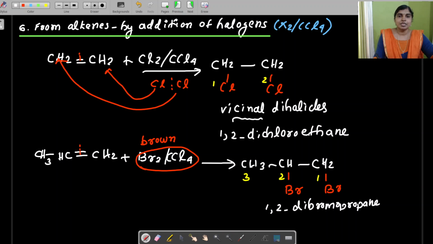And what is the speciality of this reaction? Here the bromine in CCl4 is brown in color, and after the reaction this becomes colorless. So this is a visible test to identify the presence of double bonds or triple bonds. If there is a double bond or triple bond, or if there is presence of unsaturation, then only the solution becomes colorless. If there is addition, then only there is a color change. So this test is used to identify the presence of double bonds or triple bonds. Okay.